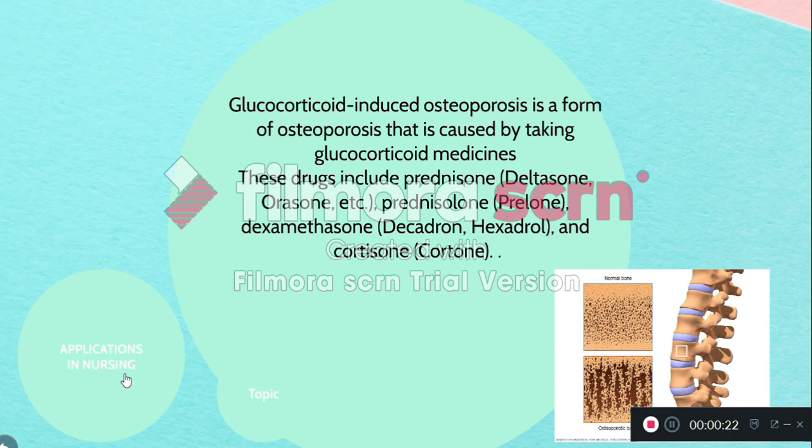These drugs include prednisone, called Deltasone, Orasone, etc.; prednisolone, called Prelone; dexamethasone, called Decadron; and cortisone, called Cortone.